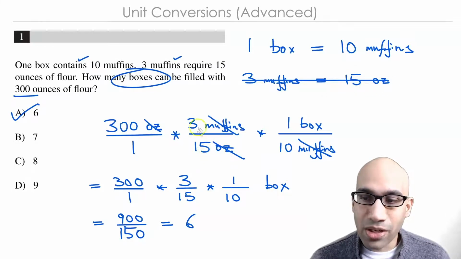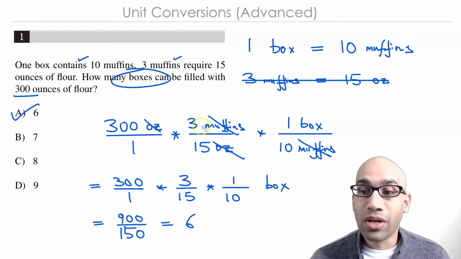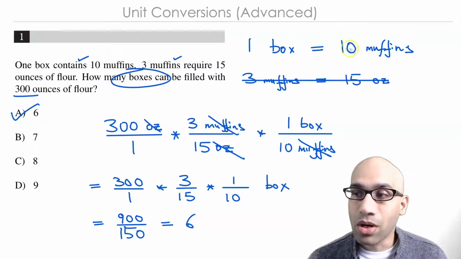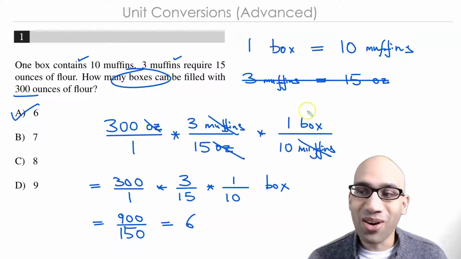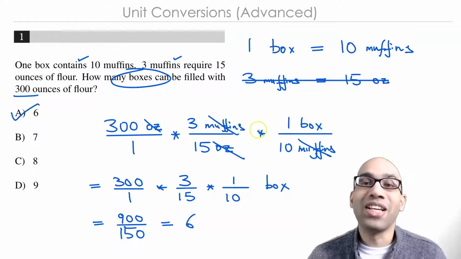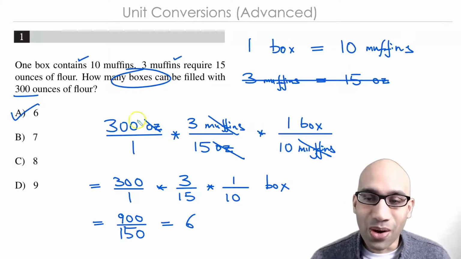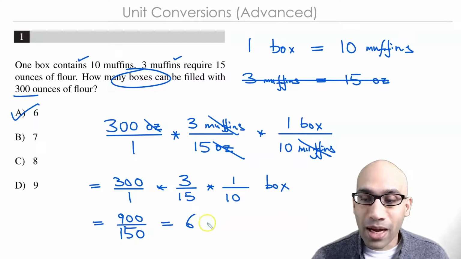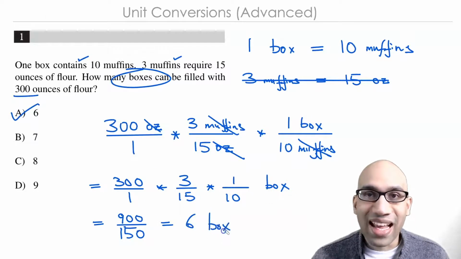So you're going to write down 15 here, 3 here. Ounces and ounces cancel out. Now you're left with muffins. So you're going to actively seek the next equation right over here, which is 10 muffins is 1 box. And you're going to write down 10 in the denominator and 1 box in the numerator, and you're done. All you got to do now is cancel out the units. Ounces goes with ounces, muffins goes with muffins, and you're just left with numbers and box. And then you multiply to get the correct answer.